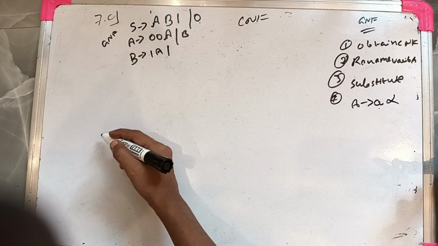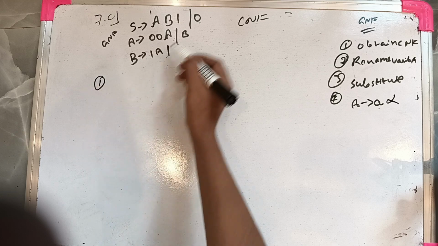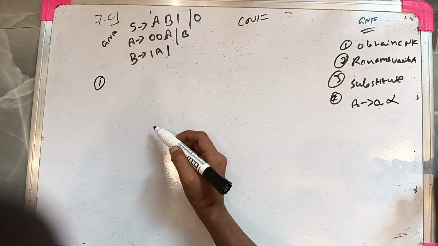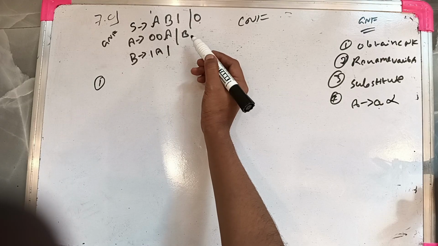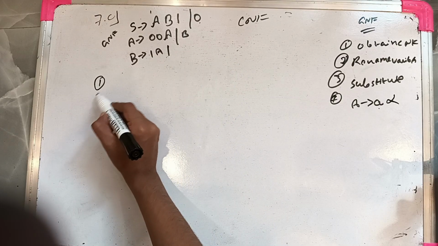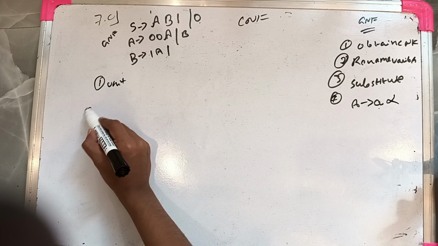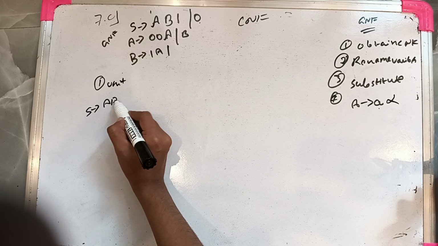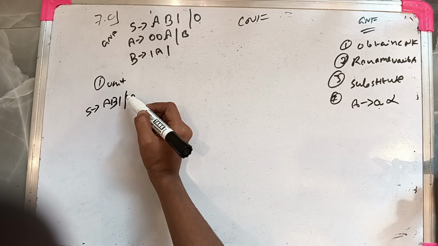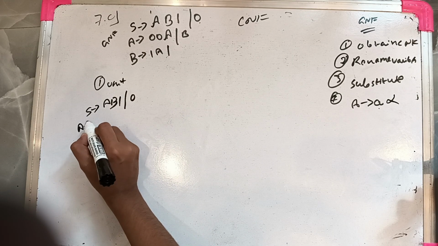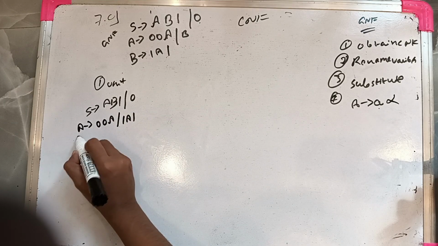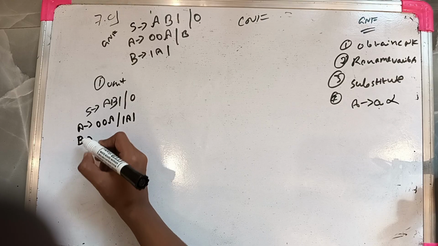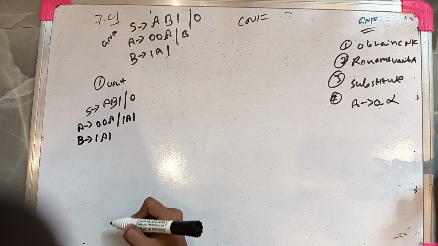Obtain CNF. First, is there any epsilon production? No. Is there any unit production? Yes, here B is a unit production. So substitute there: A, B, 1, 0. After that A gives 0A0, and B gives 1A1. Okay.